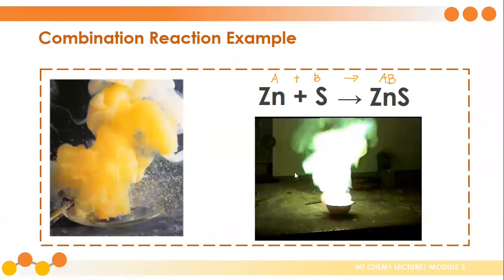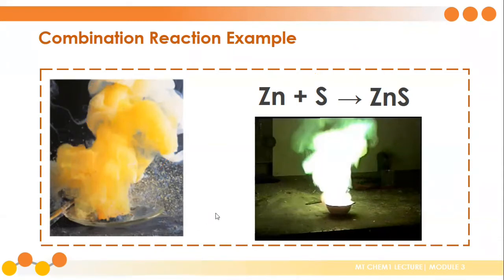Shown on the screen are pictures of the reaction. Sulfur is in a powder form, and then zinc is in the form of a hot nail. So upon dropping the hot nail in the powder form, it will produce this smoke, okay, indicating that there is a chemical reaction that occurred.